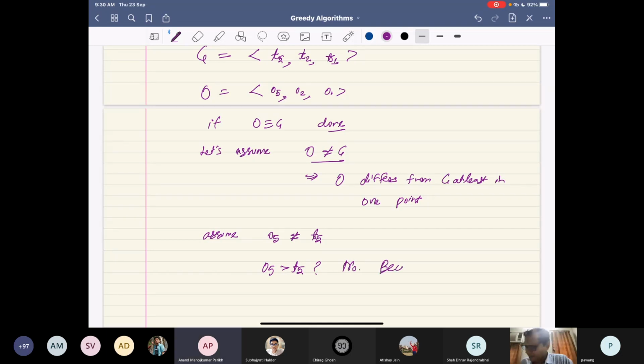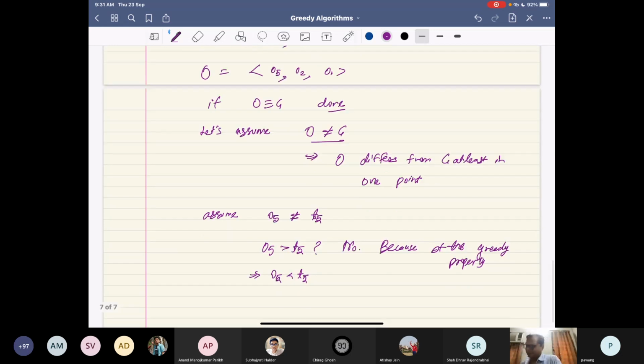Because we are taking the maximum number of 5s. The greedy property says that I will take as many 5 rupee coins as I can. I cannot take even a single 5 rupee coin more, right? Because of the greedy property. So that means O5 has to be smaller than T5. Now the question is, is that possible in an optimal solution?